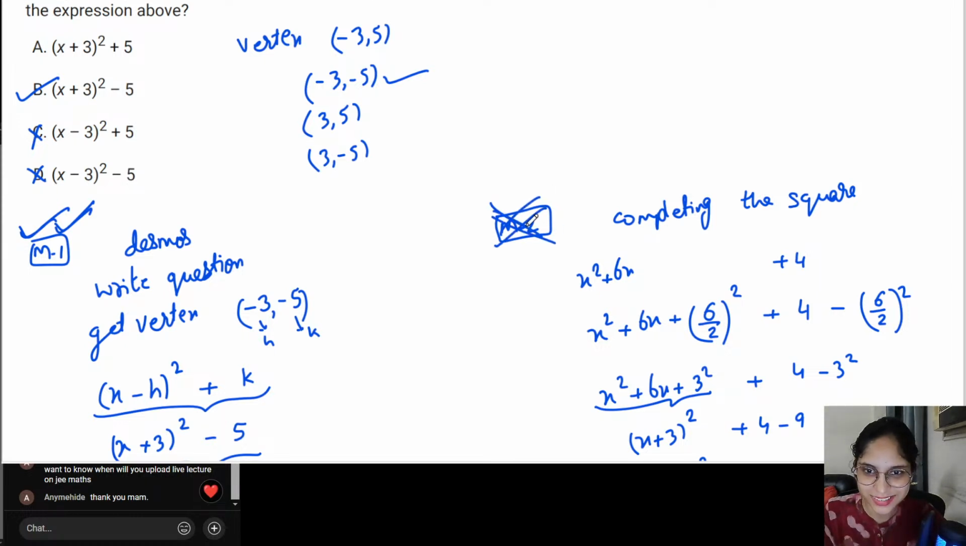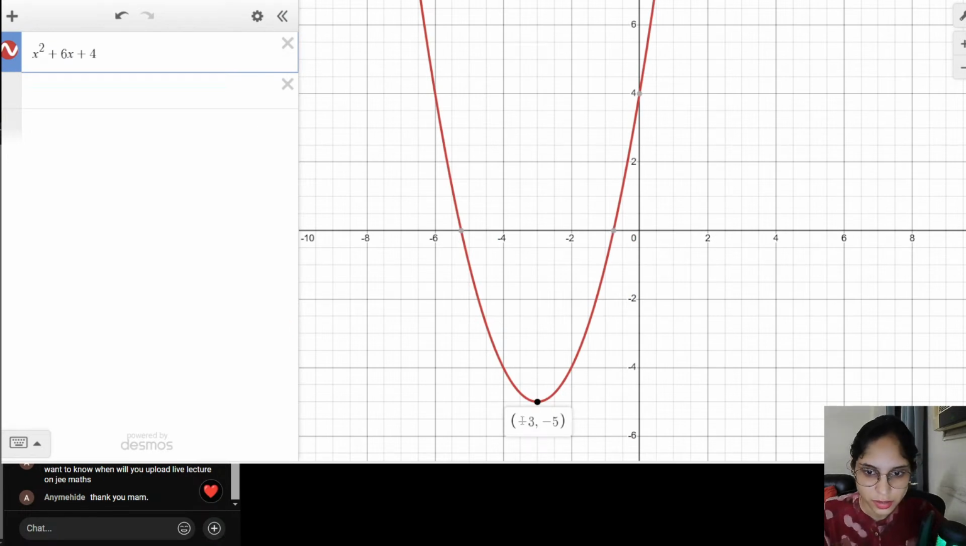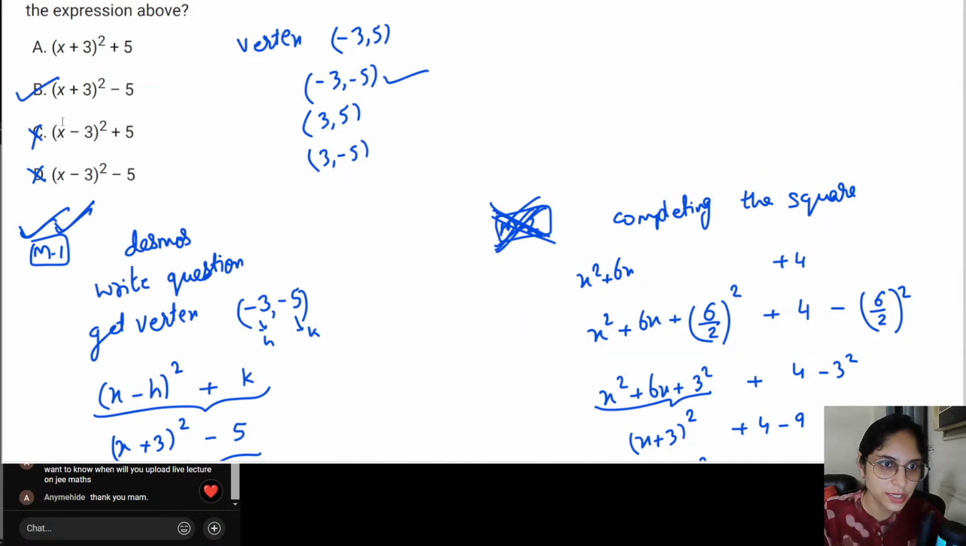No need to do this. Cross it out. Okay. So just find the vertex. Vertex is negative h comma k. Negative 3 comma 5. Negative 3 comma negative 5. 3 comma 5. 3 comma negative 5. Just write the question. The vertex is negative 3 comma negative 5. Option B is the correct answer. That is it. We are done.